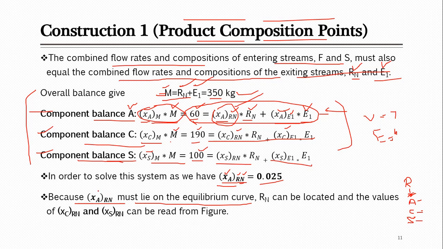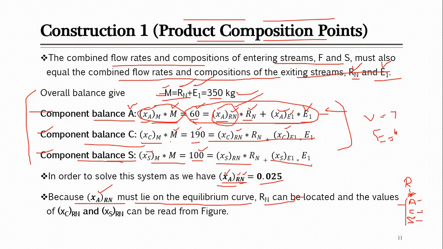So it means this point X_A^N will lie on the equilibrium curve, and if we locate it on the equilibrium curve, then it will be very easy for us. When we have located one point, the equilibrium line is constructed with the help of 3 points or 3 components, that is A, C and S.